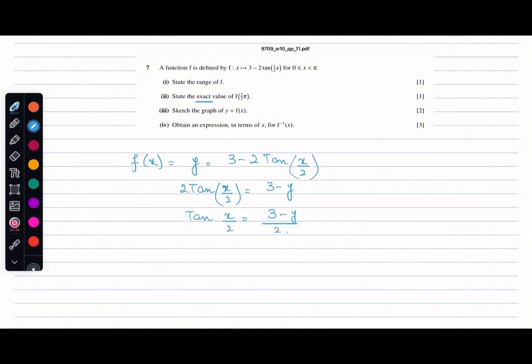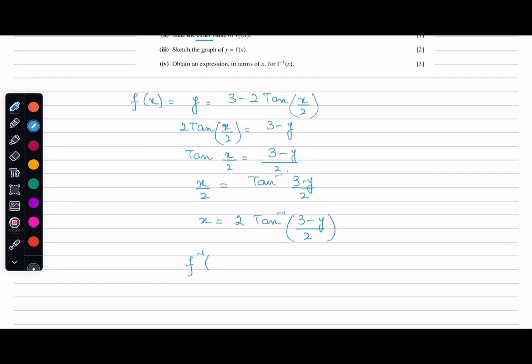And then I should be taking the tangent on the other side, so that this becomes tan inverse of 3 minus y divided by 2. And finally, I can say that this x value is 2 tan inverse of 3 minus y divided by 2. So the final step is just to switch the x and y for the inverse functions. Therefore, f inverse x should be equal to 2 tan inverse of 3 minus x divided by 2.